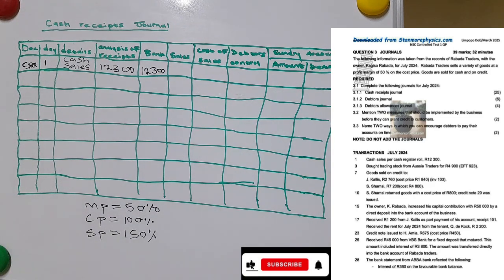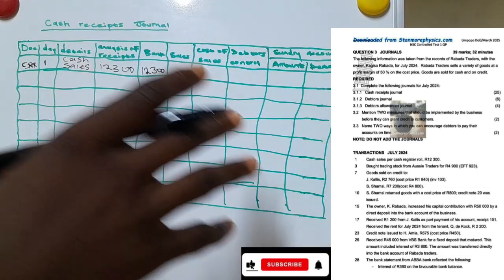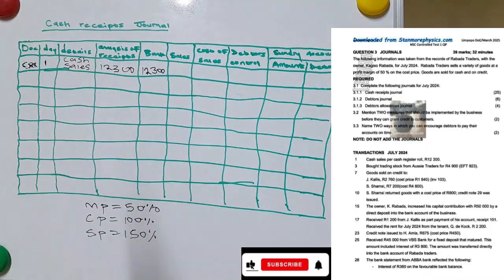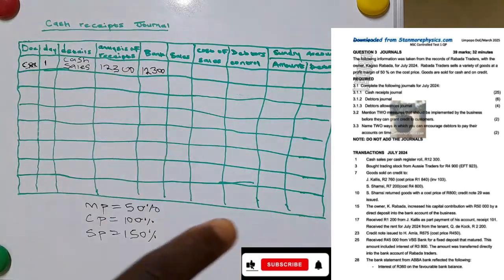We go to the second one. Bought trading stock from Su Traders for 4,100, EFT number 923. Okay, so here we are not going to record this one, since we are focusing only on the cash receipt journal, debtors journal, and debtors allowances journal. So we're going to skip this one, since they didn't ask us to prepare the cash payment journal.